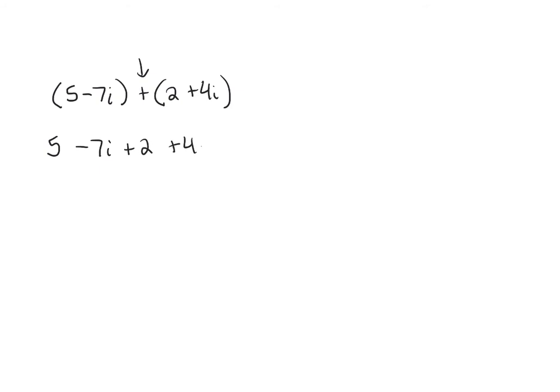Okay, we're going to start simple by just adding and subtracting complex numbers. So here I have (5 minus 7i) plus (2 plus 4i). Okay, so adding, really I don't need these parentheses, they're just there to separate the two numbers. This is really as simple as combine your real numbers, combine your imaginary numbers. So 5 plus 2 is 7, negative 7i plus 4i is minus 3i.